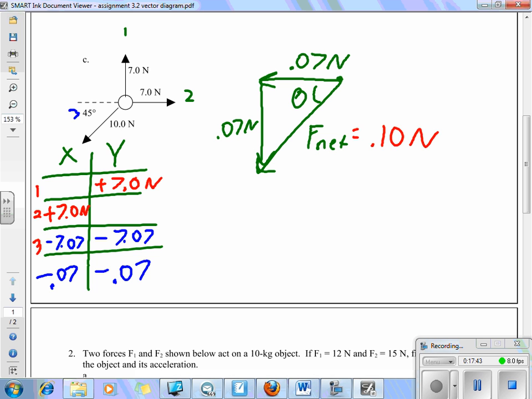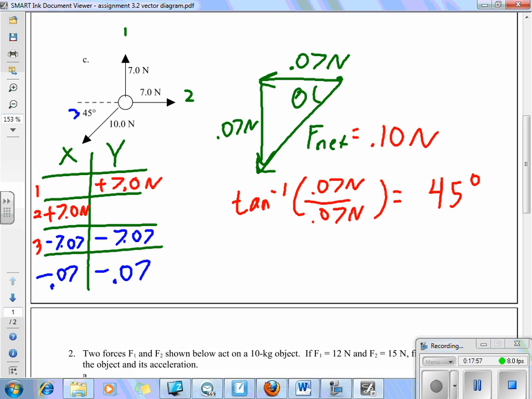Next thing we have to do is figure out the angle, and there is a quick way. And perhaps you already know it, perhaps you don't. Either way, never hurts to show the work. When you do this, you should end up with 45 degrees. The reason is that the two legs of the triangle here are equal, and if they are, it has to be a 45-degree triangle.